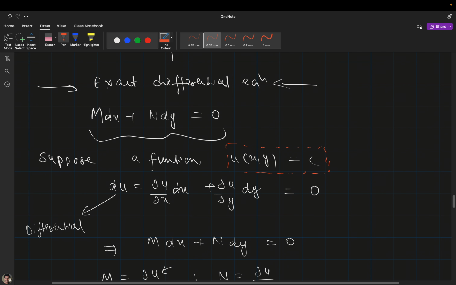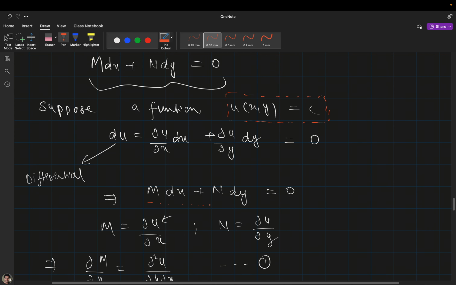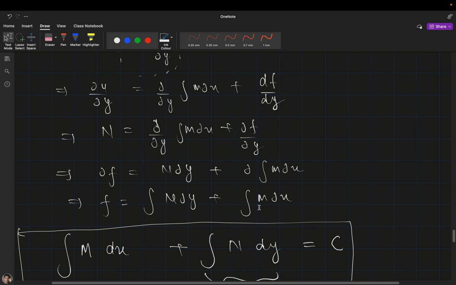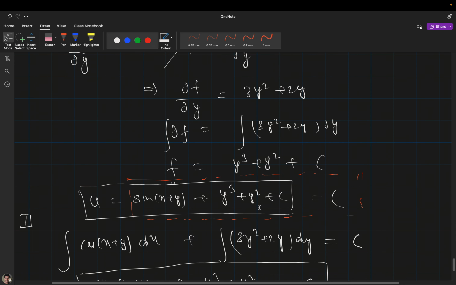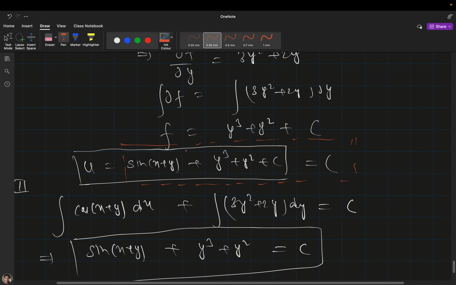And what is that? u(x,y) equal to c. When you take the differential, you will get this kind of form equal to 0, and that takes the form M dx equal to N dy. Okay, so after solving you will get u equal to this. And what is u? U is this, and what you are solving for? u equal to c, which means that this equal to c. So I meant to say this is u, which we are looking for.